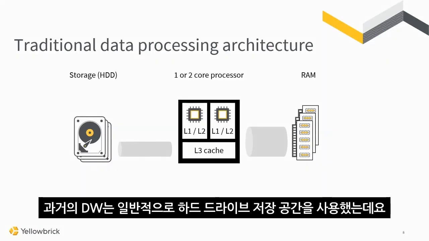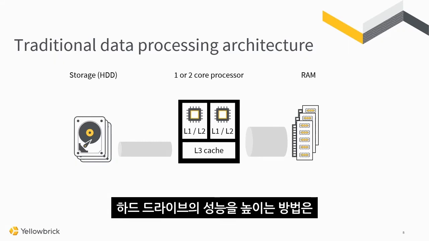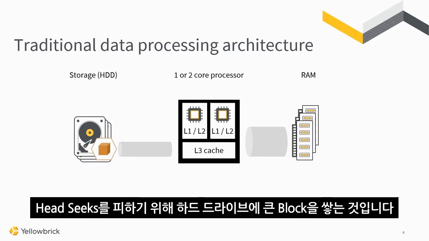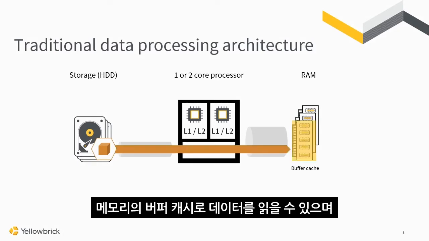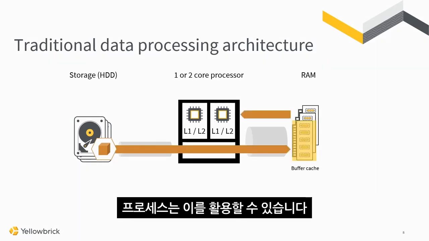If you remember back to the assumptions we talked about at the beginning of the presentation, the most common type of storage when most data warehouses were written was hard drives. The only way to make hard drives perform is to put very large blocks on them to avoid head seeks. Once the data is stored in hard drives, you're able to read the data into the buffer cache in DRAM, and then the processor can utilize it.